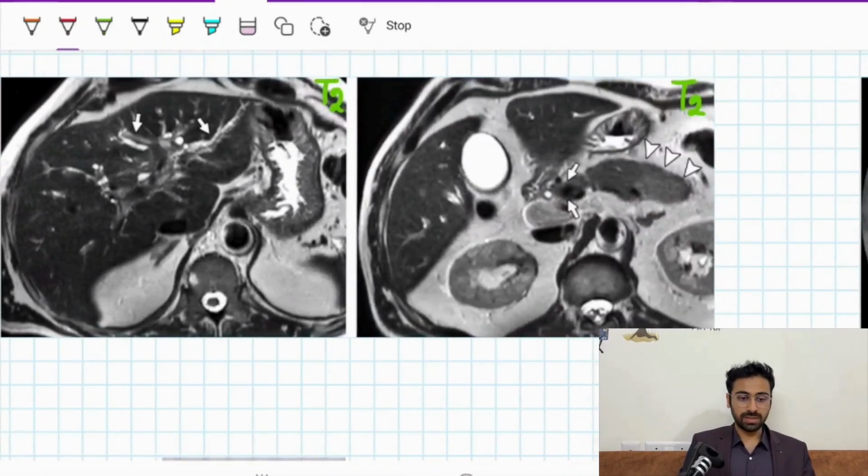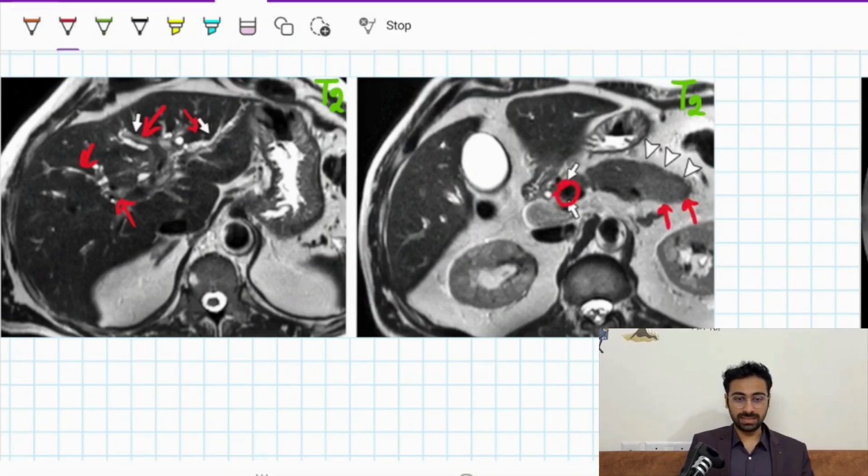Another example we can see on MRI, this is the T2 weighted image. We can see bilobar intrahepatic biliary radical dilatation, and on the corresponding T2 image lower down section, we can see that this is the CBD that I have highlighted here with arrow, and there is T2 hypointense soft tissue rind that is surrounding the CBD. We can also see that there is sausage pancreas.